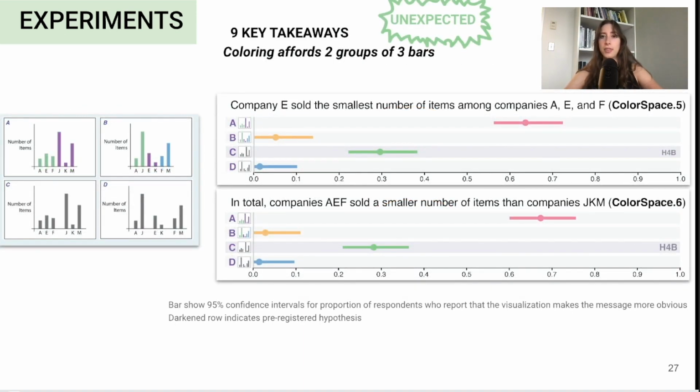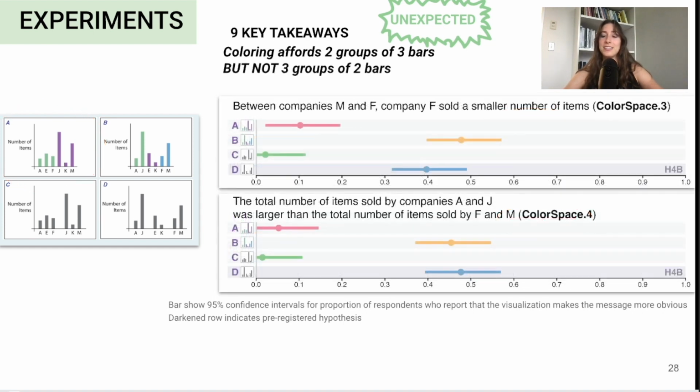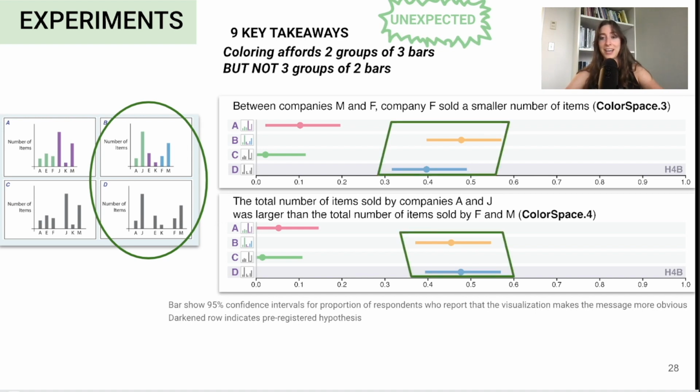We also find that coloring affords 2 groups of 3 bars. So when it comes to messages about A, E, and F, for example, condition A affords these messages significantly more than all other conditions. At the same time, however, the signal goes away when looking at 3 groups of 2 bars. So messages about M and F, for example, or A and J, are afforded roughly equally by color grouping and spatial grouping. Here you can see that signal, or lack thereof, between the orange confidence intervals in the second row, which show the color condition, and the blue confidence intervals in the fourth row, which show the spacing condition.